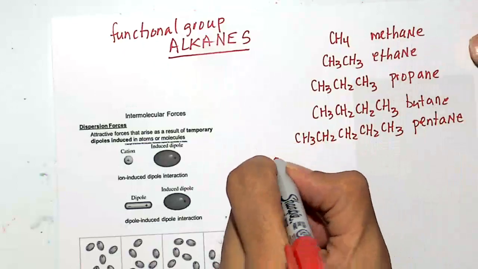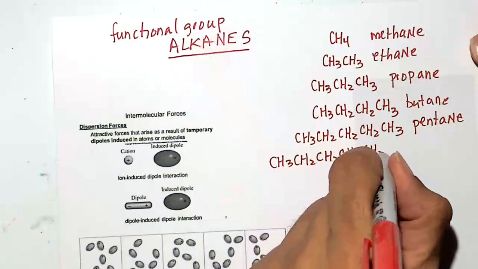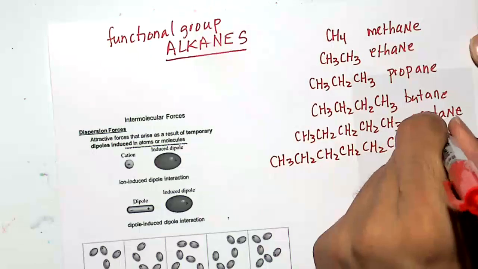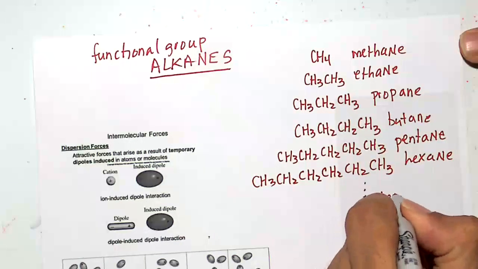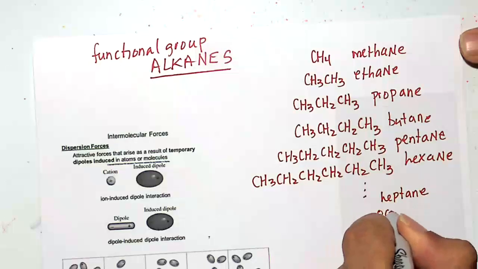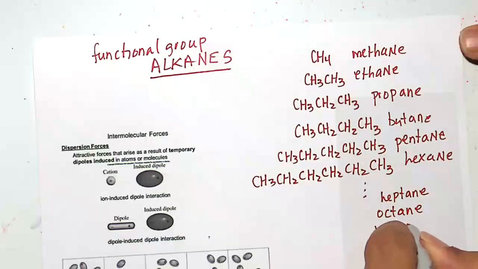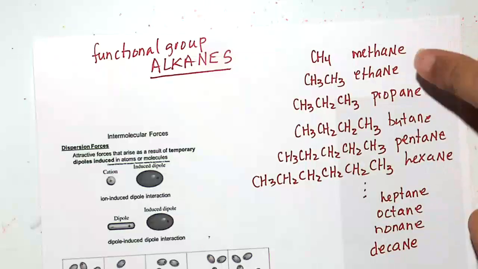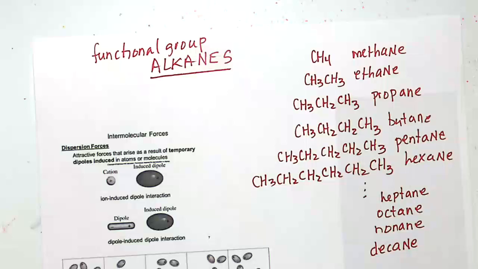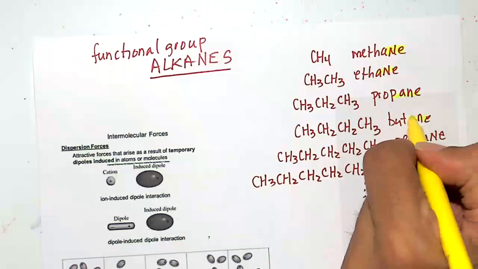What's 6 carbons? Hexane. 1, 2, 3, 4, 5, 6. What's 7 carbons? Heptane. What's 8 carbons? Octane. What is 9 carbons? What's 10 carbons? Decane. So we have another functional group. This is not the alcohols. This is not methanol, ethanol, propanol, butanol, pentanol. These are the alkanes. And what do all the alkanes end with? Ane.